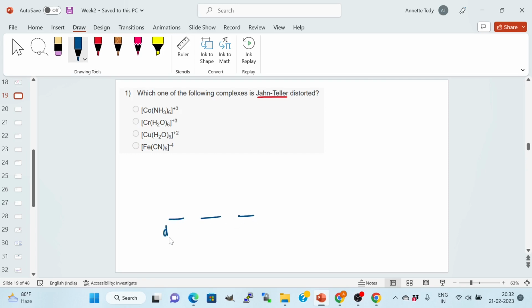So we have the XY, the XZ, the YZ. This is the T2G level. Then we have EG level. This is the X square minus Y square, the Z square. Right? This is for octahedron. Now, this is a very symmetric structure.